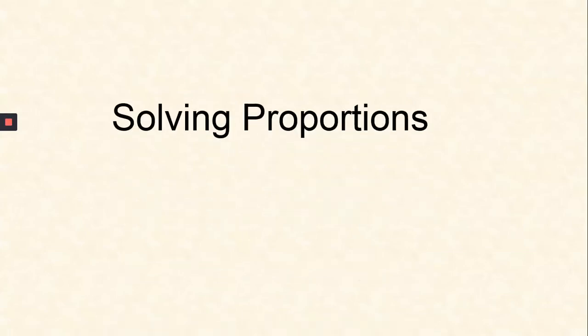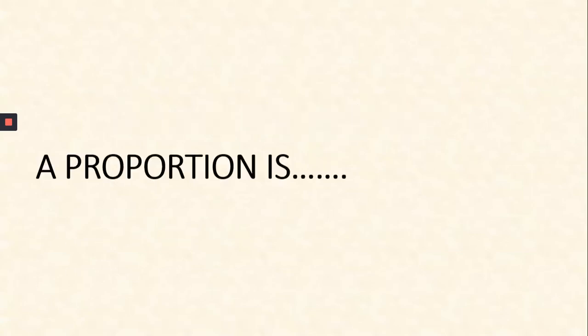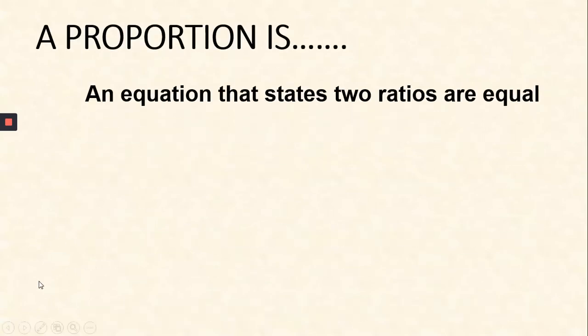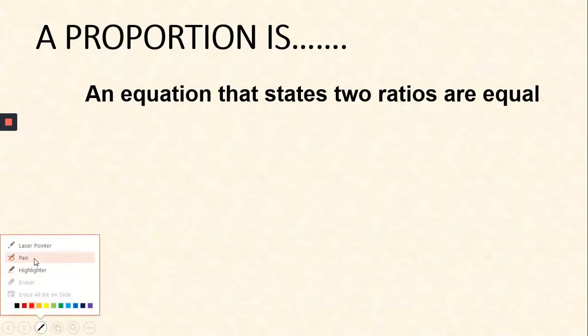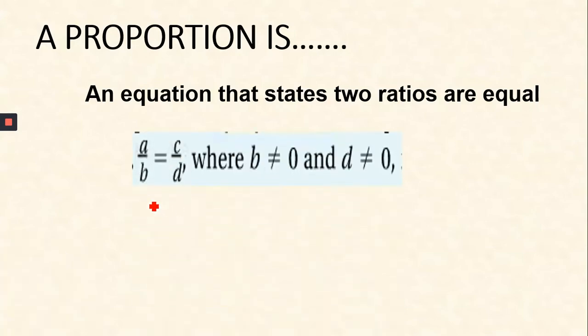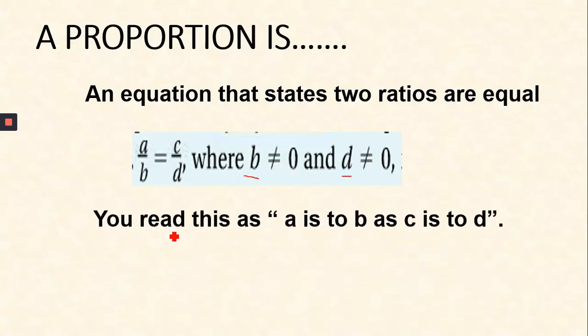Okay, hello. This time we're going to solve proportions. What is a proportion? A proportion is an equation that states two ratios are equal. So we have here two ratios, A over B and C over D. This is what we call a proportion wherein B and D are not equal to 0. This expression can be read as A is to B as C is to D.